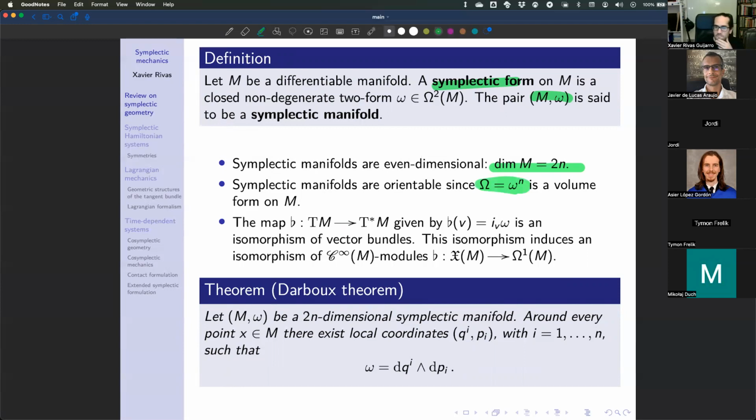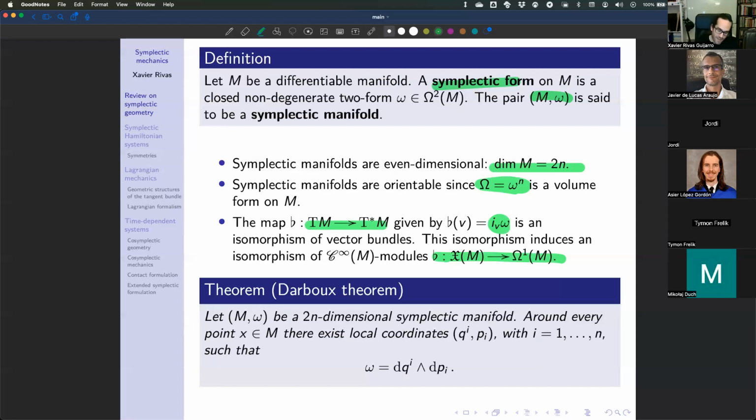And we have some structures attached, for instance this isomorphism of vector bundles, which is just contracting with the symplectic 2-form. In fact, this induces an isomorphism of modules between the module of vector fields and the module of one-forms. Of course, you can think of symplectic geometry as a counterpart of Riemannian geometry. You can think, oh, it should be similar because you have a 2-tensor. This time it is not symmetric, it is skew-symmetric, but it's okay, it should be similar. Well, it's not similar at all.